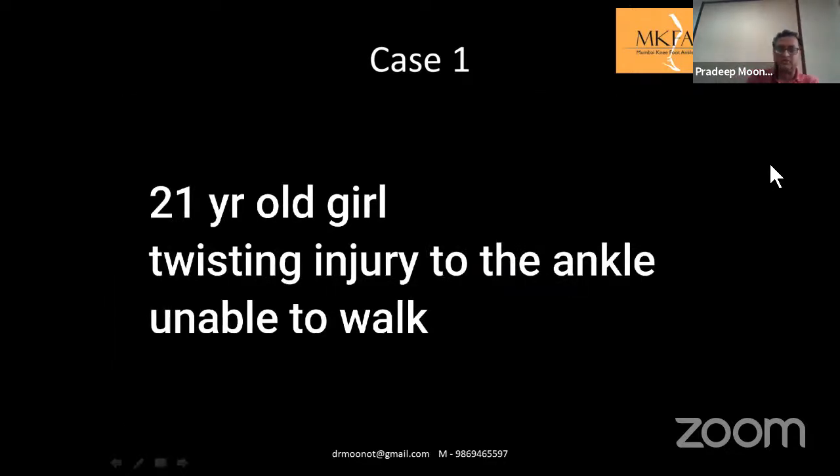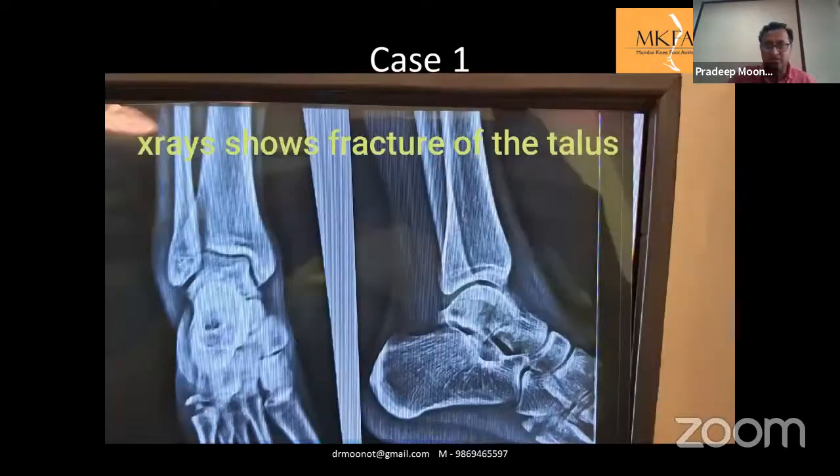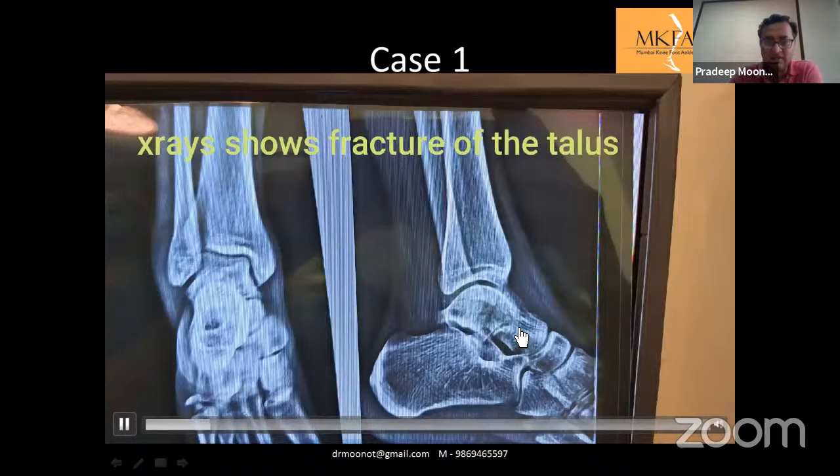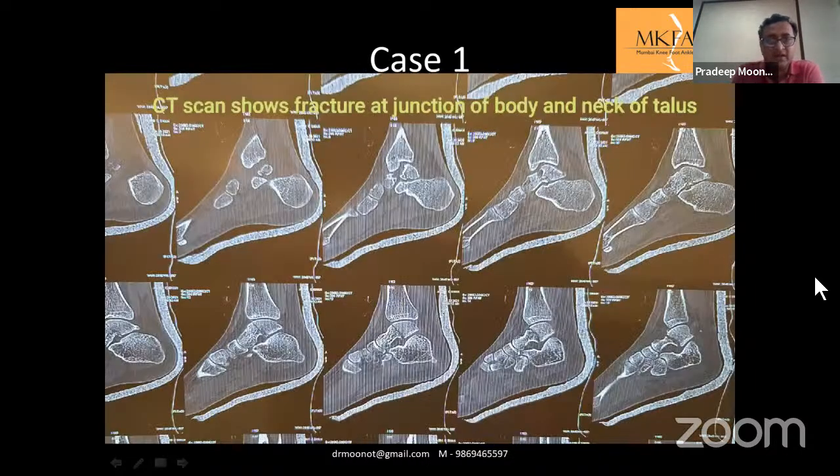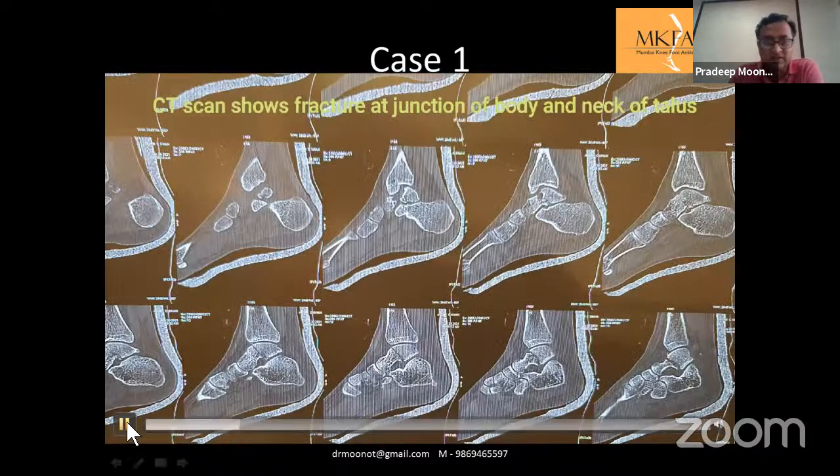21-year-old girl, twisting injury to the ankle, unable to walk. She came with this kind of a fracture, and here you can clearly see there is something happening. There is a double shadow on the talar neck and the body. On the CT scan, I'll just pause that, you can clearly see the fracture is starting in the neck and then going into the body. So it is a neck and a body kind of a fracture.